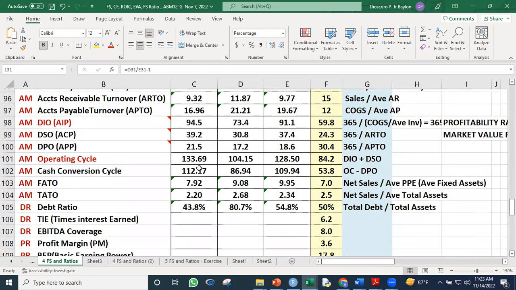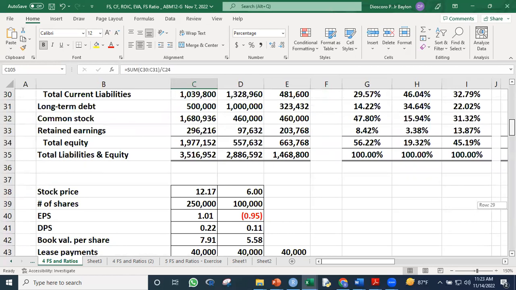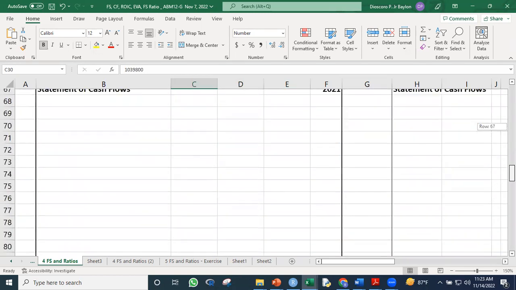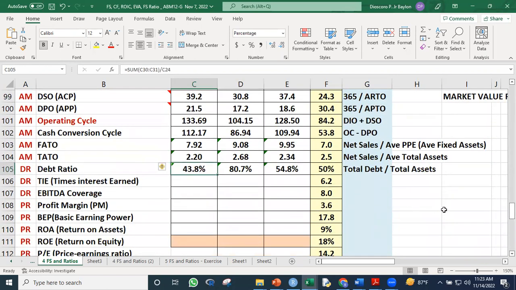And then there were payoffs in 2021. That's why it went back to 43%. If you take a look at our balance sheet again, from the 1 million, long-term debt dropped to 500,000, which means the company paid off some of its debt. And also, current liabilities went down from 1.3 million to 1 million. So those were the movements as far as the debt is concerned, which made it 43.8%.